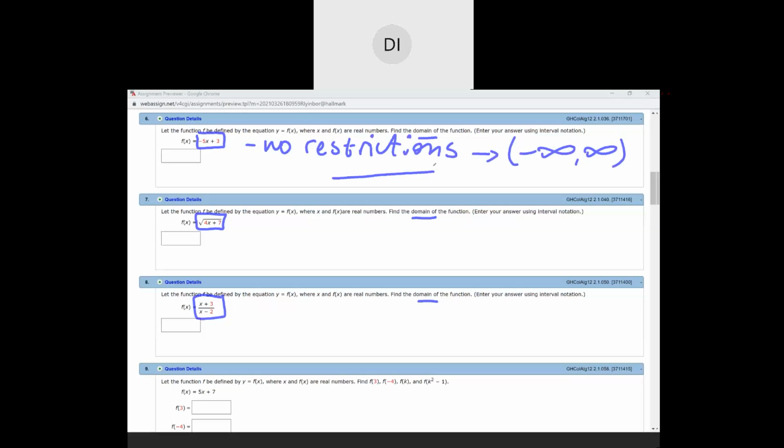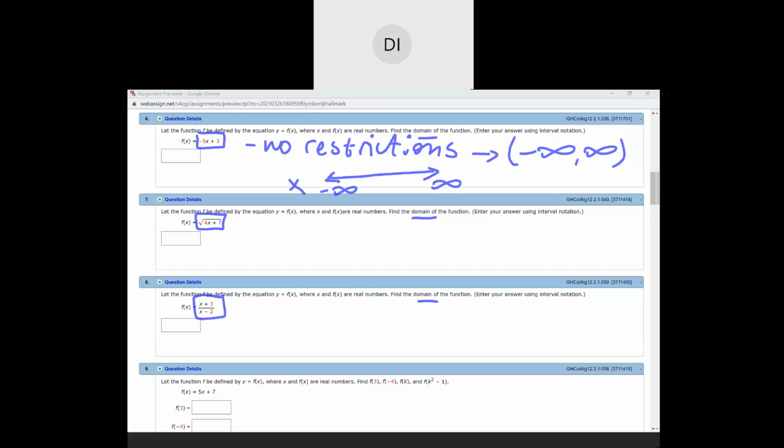Because look at your number line. So this is your x. And on the number line, if you have no restriction, it continues from negative infinity to positive infinity. It's everything. Okay? So that's going to be the domain.